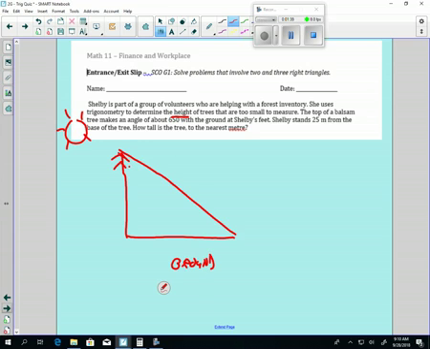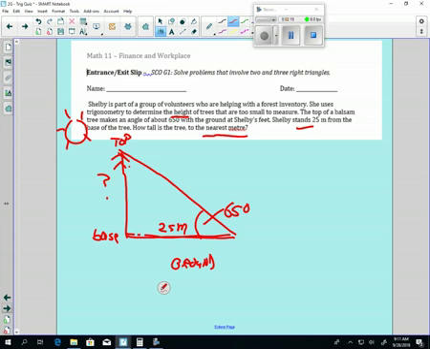And it makes an angle of, say, 65 degrees. The person stands 25 meters from the base of the tree. If this is the tree, this is the top, the base is the bottom. So Shelby stands 25 meters away from it. So this distance here is 25 meters. They want to know how tall is that tree to the nearest meter. So we have two things to establish here: the height, and then round it off to the nearest meter.